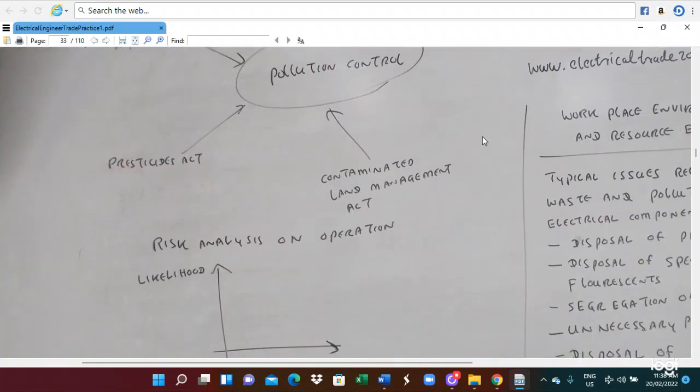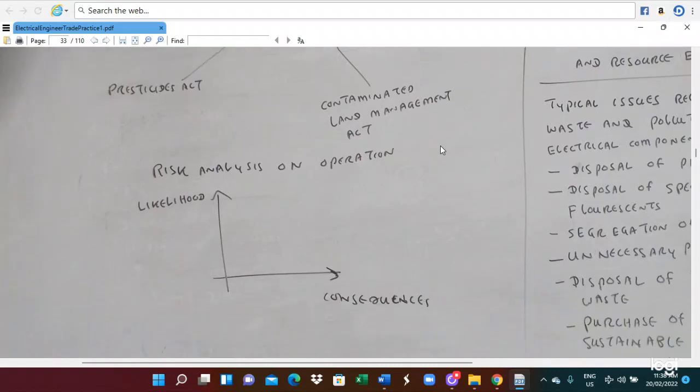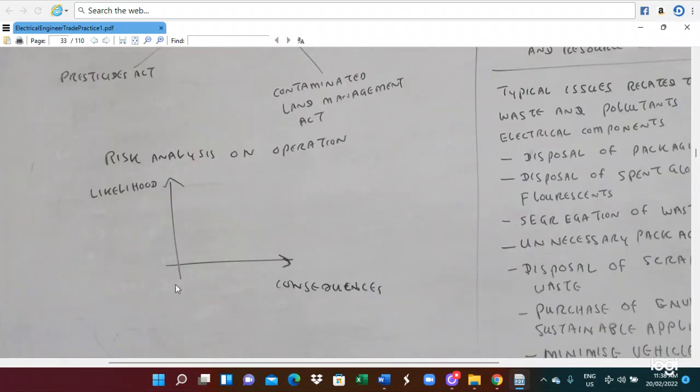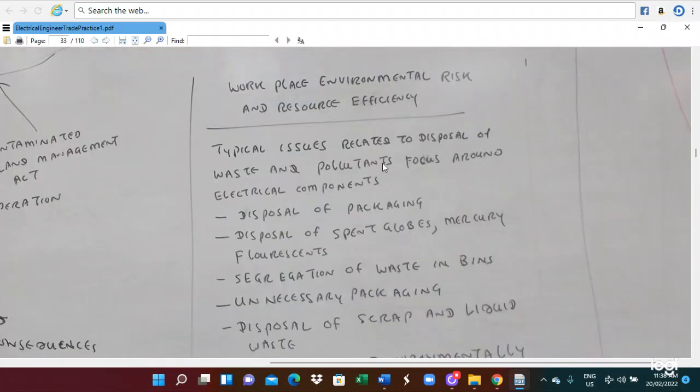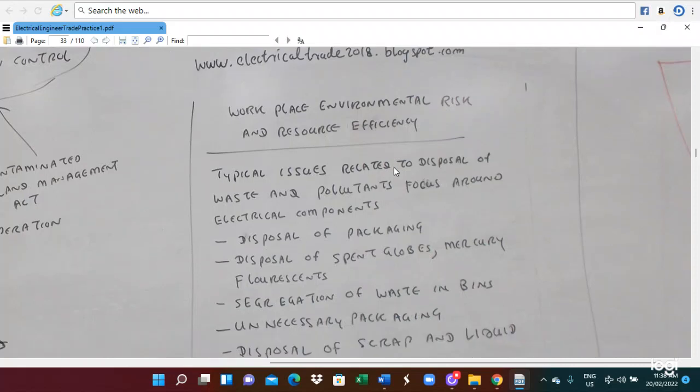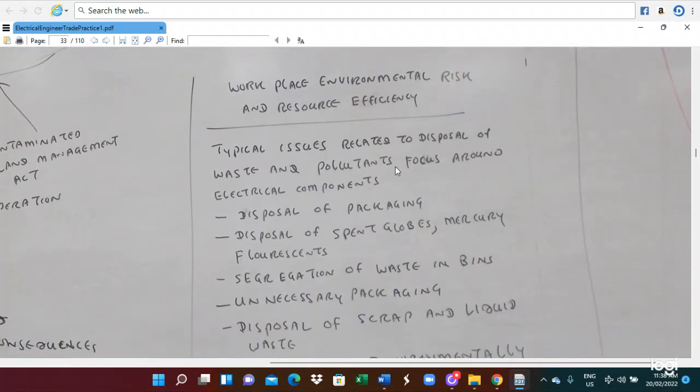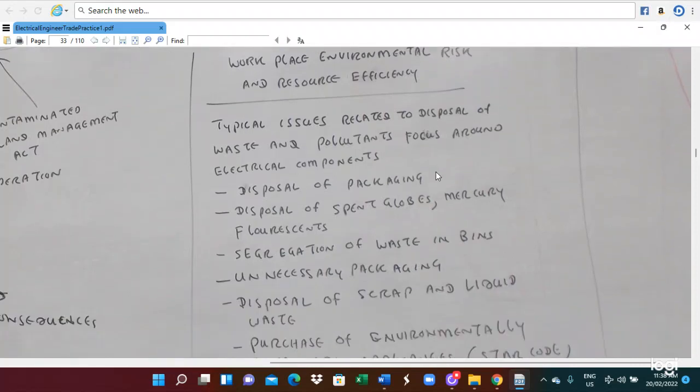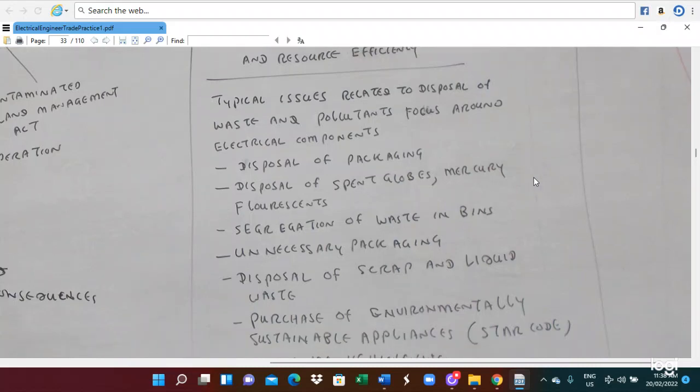So before you are doing the operation, we have to see this risk analysis, whether the consequence or the likelihood happens. Those things you have to find out. So the workplace environmental risk and resource efficiency are important aspects. Typical issues related to the deposit of waste and pollutants are focused around the electrical equipment. So when you are using any electrical equipment, appropriate pollution control must be regarded.